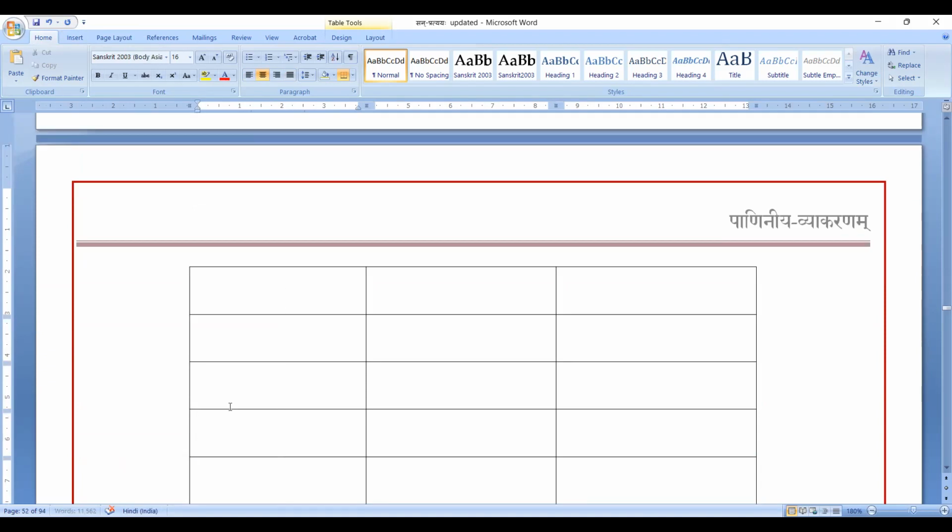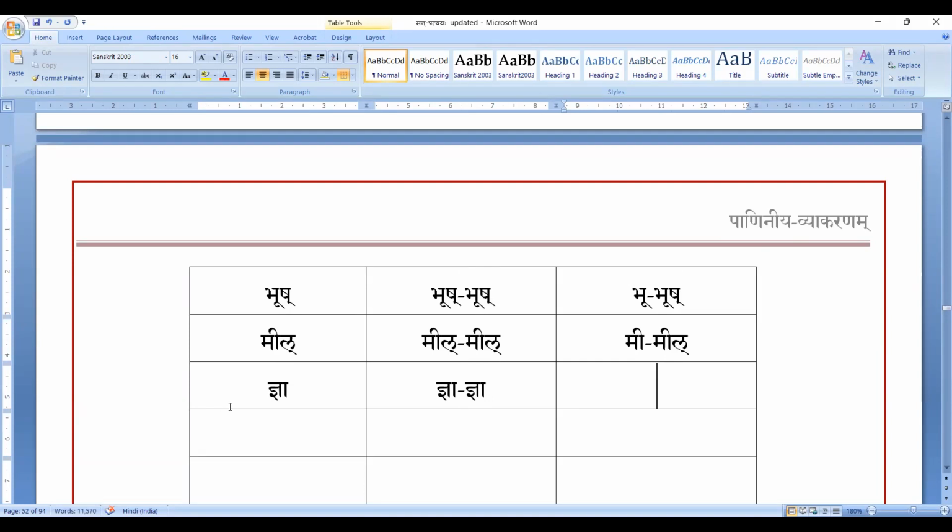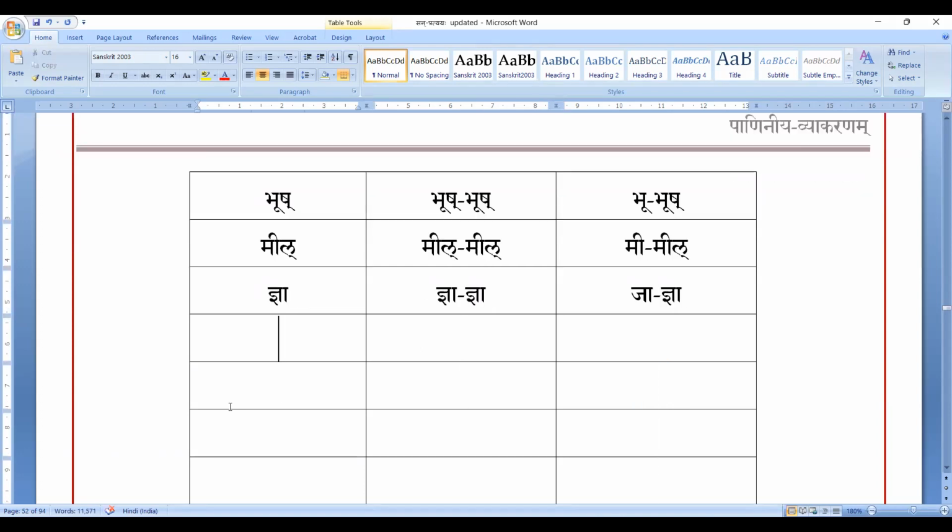Then bhush becomes bhush bhush, bubhush. Similarly, mil becomes mil mil, and then mimil. Then jna dhatu. Jna, aladi sheshaha. Jakara, then it will be jajna. After that, rasvaha will happen. But here it is jajna, right? Aladi shesha jakara will remain.